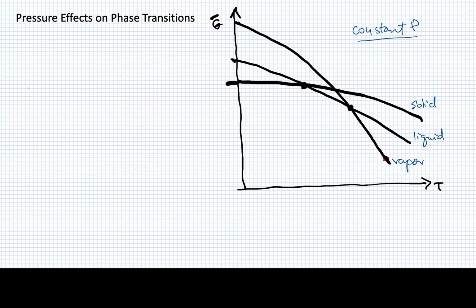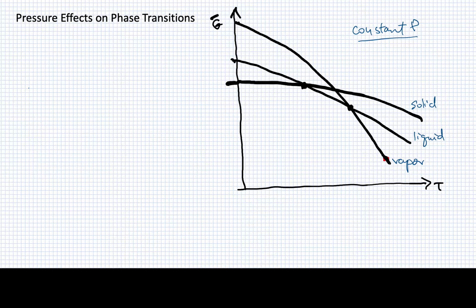And I'll remind you that the solid phase is the one that has the least slope, then the liquid phase, then the vapor phase, and the 2 points that are indicated on here are the intersection points where a phase transition occurs. All of this is drawn for a constant value of the pressure.